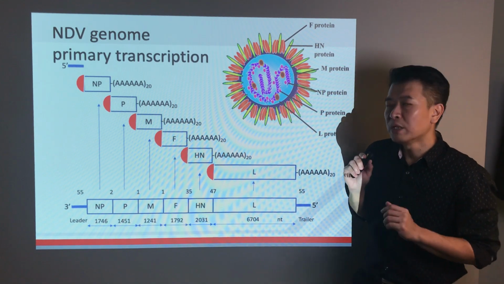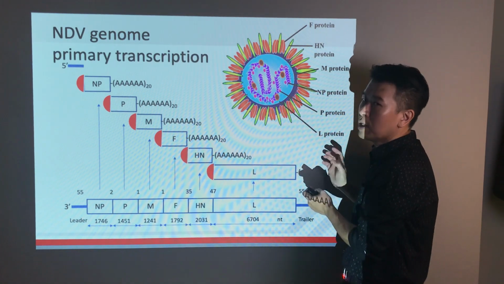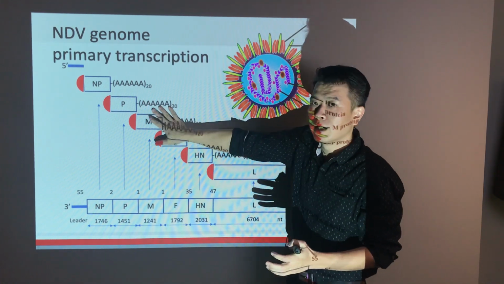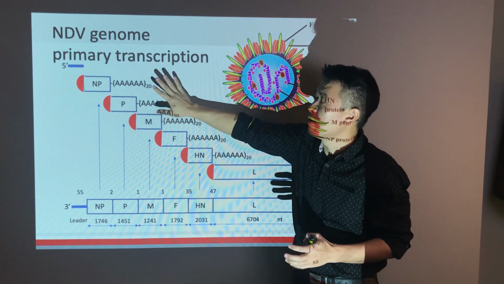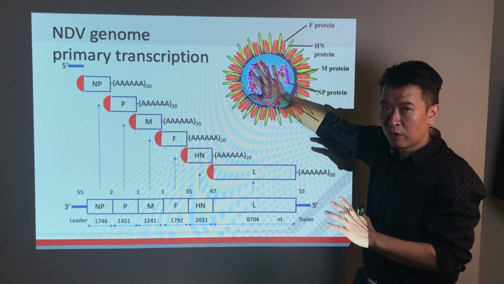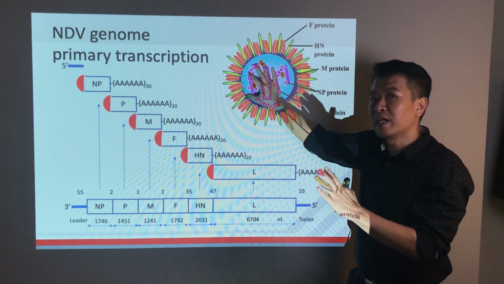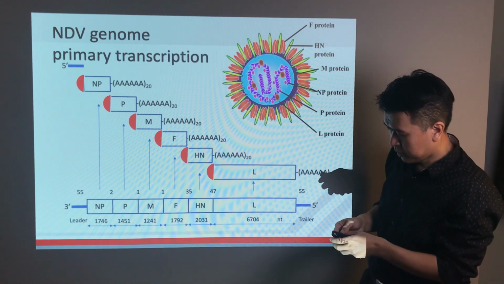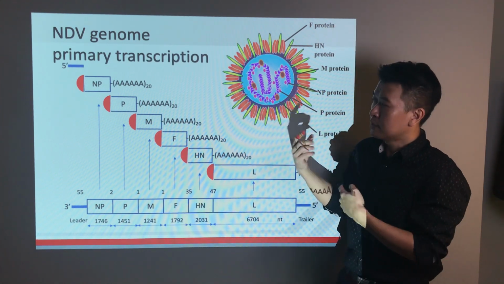Let's look at how the polymerase, like I mentioned to you, is the one that is responsible for the synthesis of this mRNA. Remember, the polymerase that synthesizes the mRNA for NDV comes from the virus itself, because the host doesn't have RNA-dependent RNA polymerase. Please remember that. Now let's start looking at how this mRNA is being synthesized.